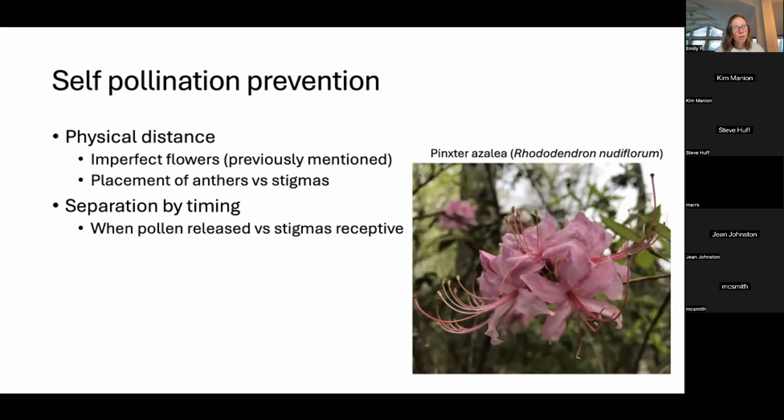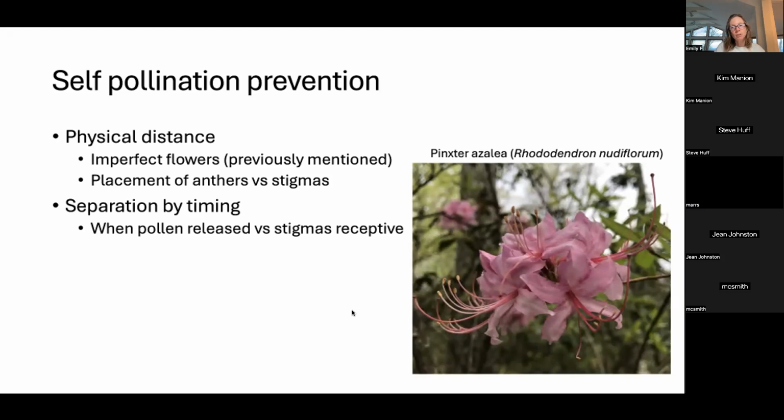So imperfect flowers, as I previously mentioned, can be in separate places on the same tree, which is a monoecious plant, or they can be on absolutely separate trees in different places. So that's really important. Placement of anthers versus stigma. On my Pinkster azalea here, you can see that my stigma is extending way out here, and my anthers are much closer in here. So my stigma should not get any of my pollen from my own plant flower or my own flower on it.